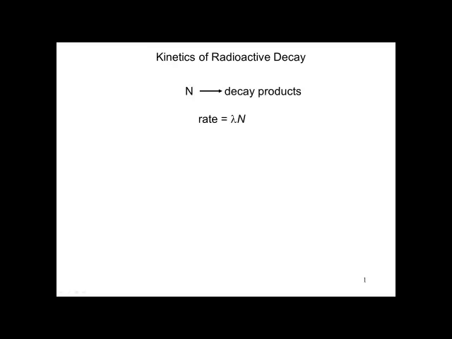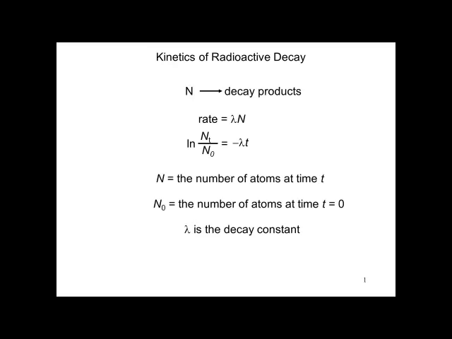Let's take a look at the kinetics of radioactive decay. For N particles becoming decay products, the rate is first order. It equals lambda times N. This translates to the logarithmic equation ln(Nt/N0) equals minus lambda T, where Nt is the number of atoms at time T and N0 is the number of atoms at time 0.